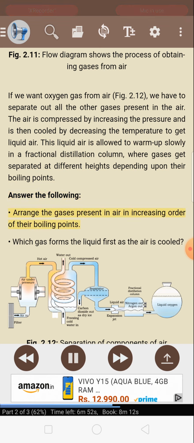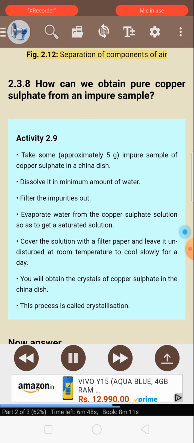Answer the following. Arrange the gases present in air in increasing order of their boiling points. Which gas forms the liquid first as the air is cooled? Figure 2.12, separation of components of air. 2.3.8 How can we obtain pure copper sulfate from an impure sample?